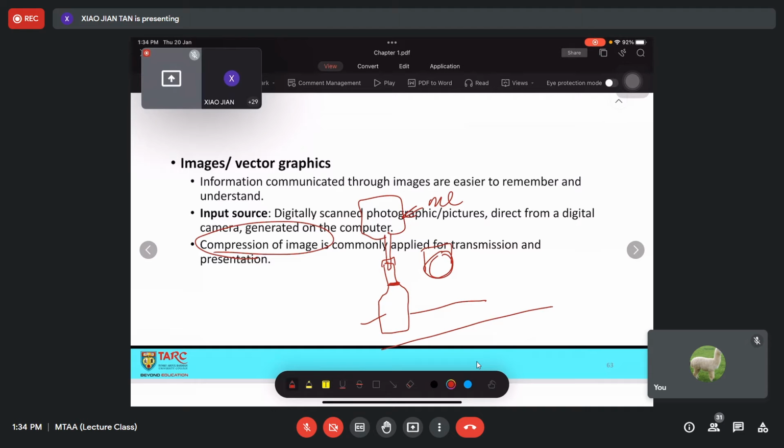So do not just think that image processing is only in E&E. No, even in pharmaceuticals and agriculture, everything is using image processing as well.